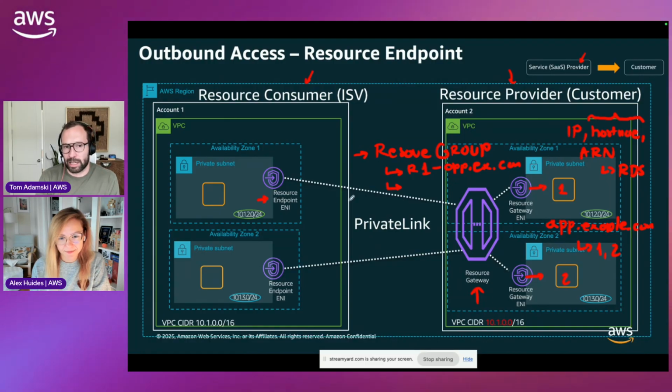And that resource will ultimately receive a unique IP address from this VPC that the client can access. So if the client connects to this IP address or this IP address, the resource gateway knows, or the resource endpoint service knows, that this is mapped to appexample.com. Traffic will flow to the resource gateway.